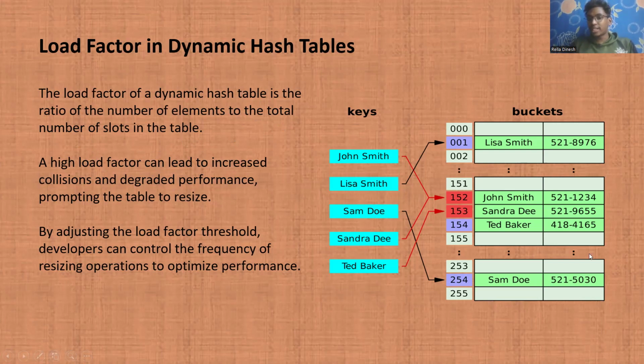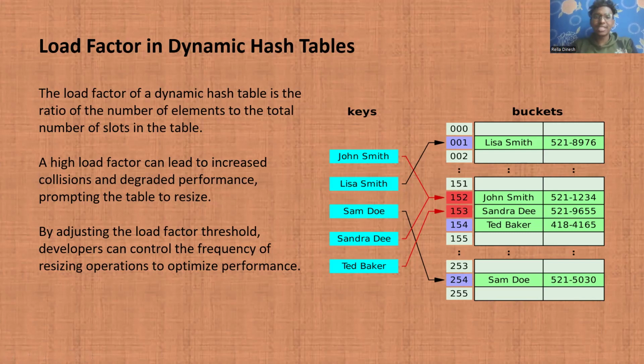Here we can see the buckets. Here the storage is also called buckets. These are the indexes and these are the keys. Here you can see that Sandra D and John Smith have the same index, 152, 152. John Smith is put into 152, and 153 is empty. That's why Sandra D is kept here.